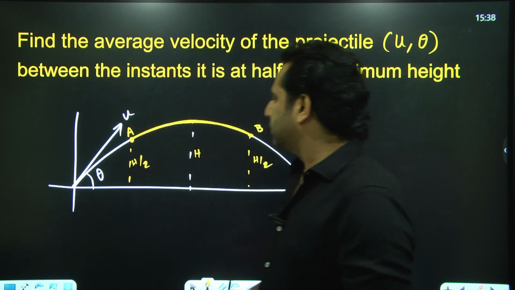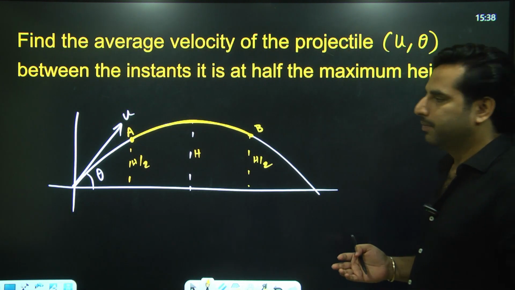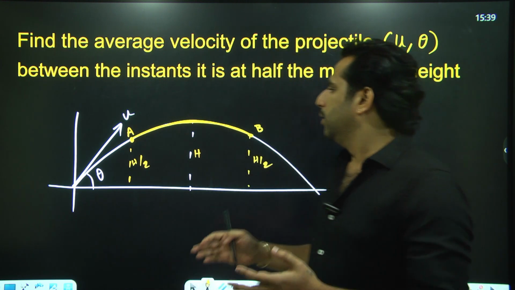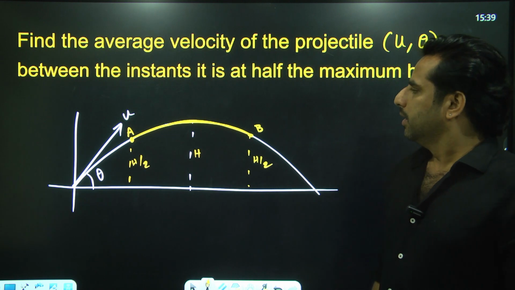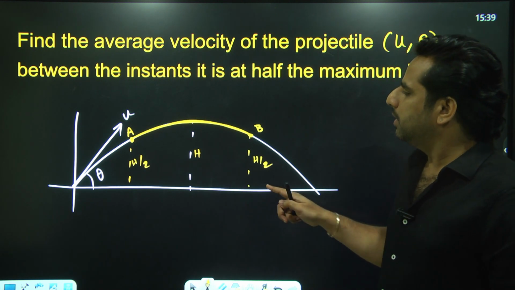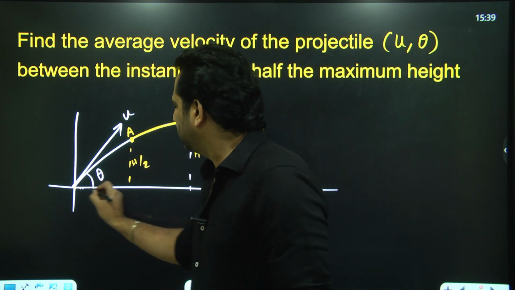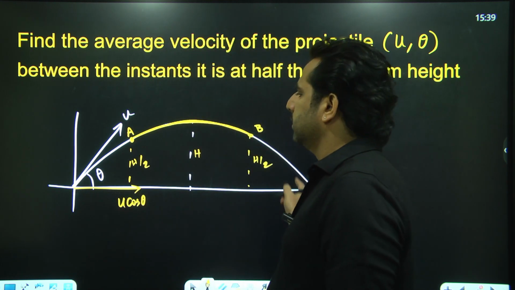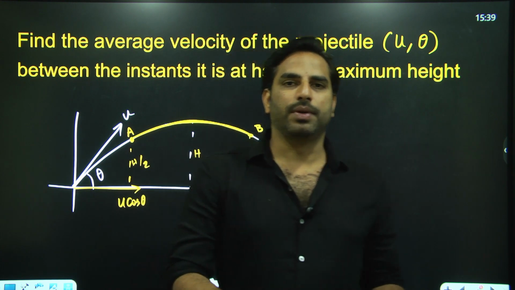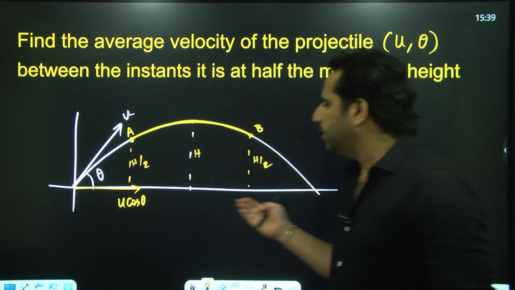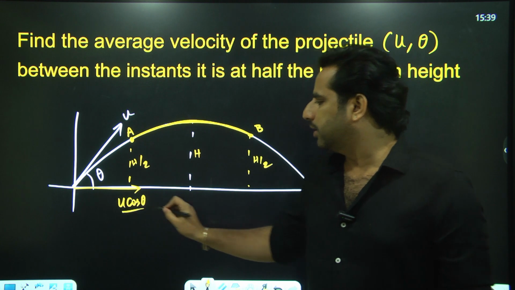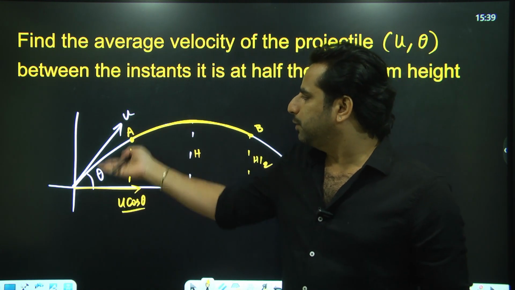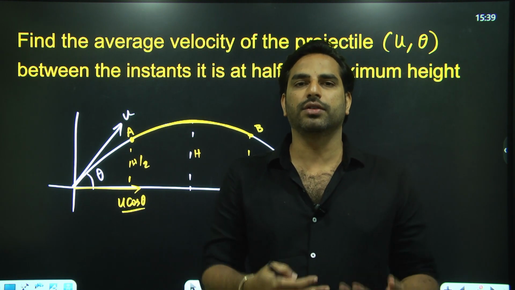If you try to solve this by getting equations, it becomes complicated. There is a very, very simple way of looking at this problem. We know that the horizontal velocity of the projectile remains constant, which is u cos theta, throughout. What changes is only the vertical component. So along the horizontal direction, the average velocity is always u cos theta because it is uniform. But it is only in the vertical direction that the velocity varies because it is non-uniform.